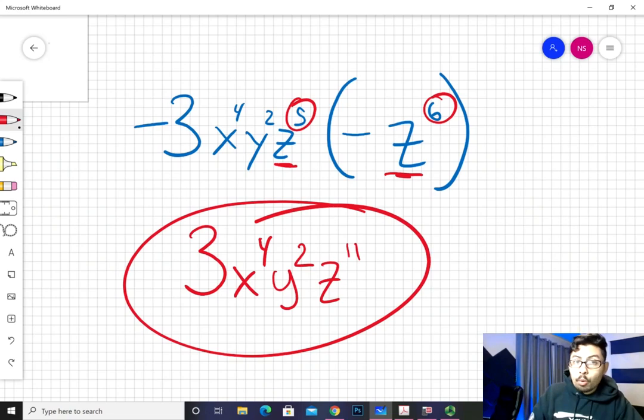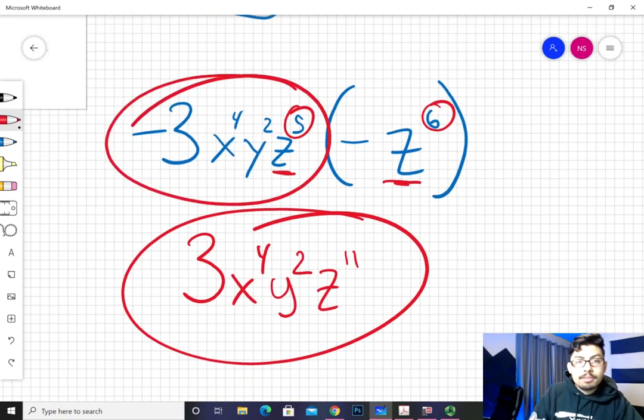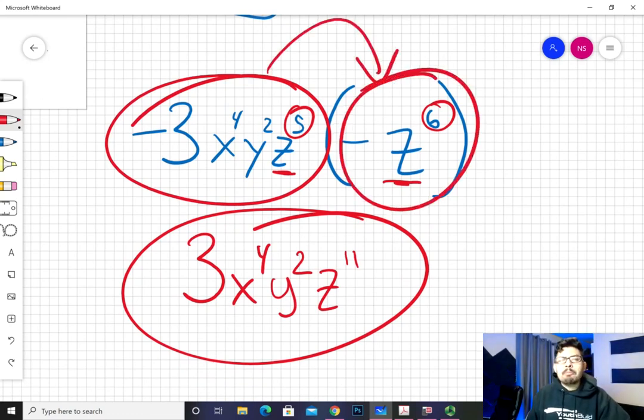This is one form of multiplying. This is a one term times a one term. A monomial times a monomial is what they call it. But don't worry about the fancy words. Just know it's one term times another term. One polynomial times another polynomial.